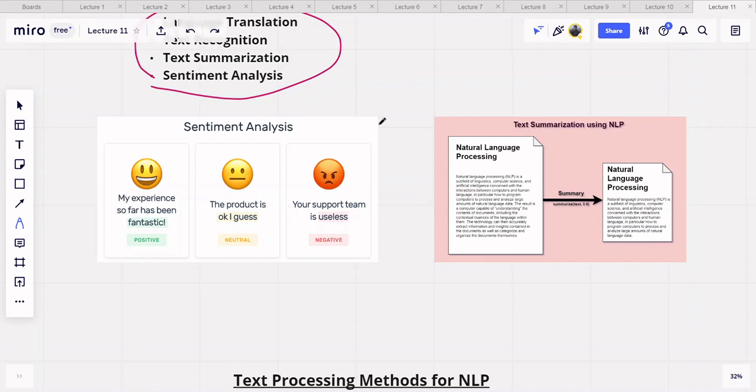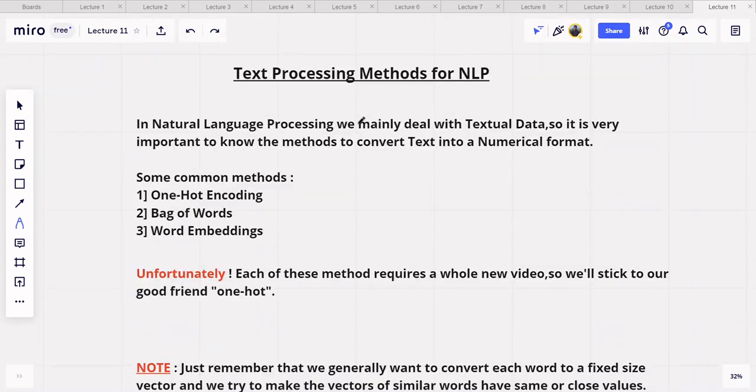So one of the major subfields of natural language processing is text processing. Text processing methods include how we convert this string data into numerical data. How do we convert text into numbers, that is, words into numbers, such that we can easily give a sentence to our model? In natural language processing, we mainly deal with textual data, so it is very important to know the methods to convert text into numerical format.